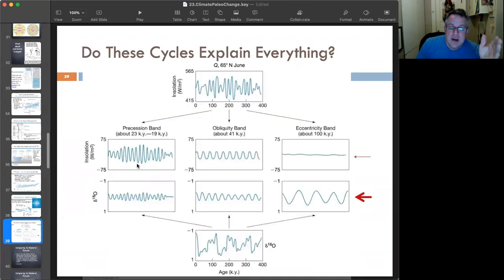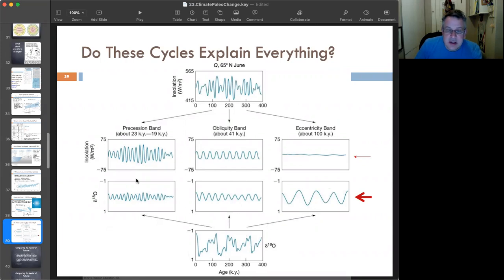So if you take precession, which is that change in the perihelion, aphelion, obliquity, which is the change in the tilt, and eccentricity, which is the change in the major axis versus the minor axis, you can break down the signal of how the sun's effect should be changing season by season, and then see what that looks like. Alternatively, you could take that Delta-O-18 record and break it down by Fourier series into those same bands, and you could compare.